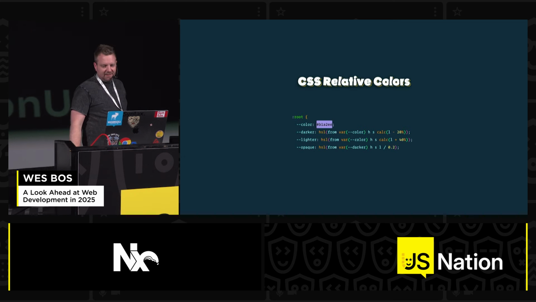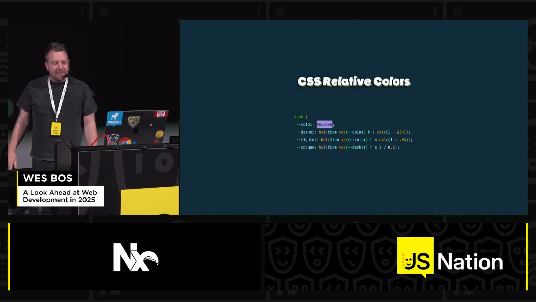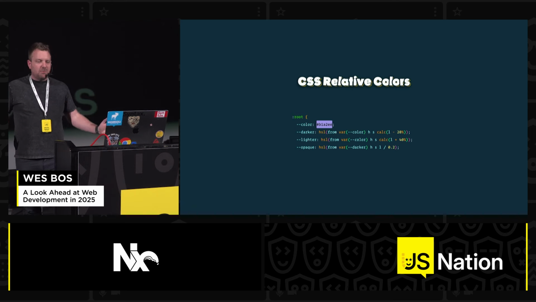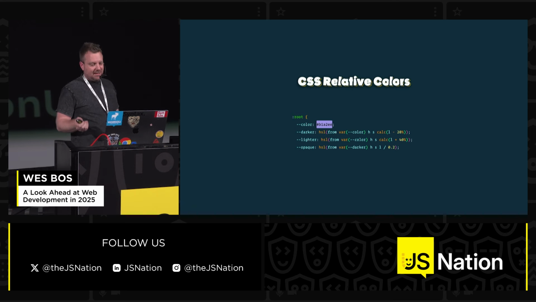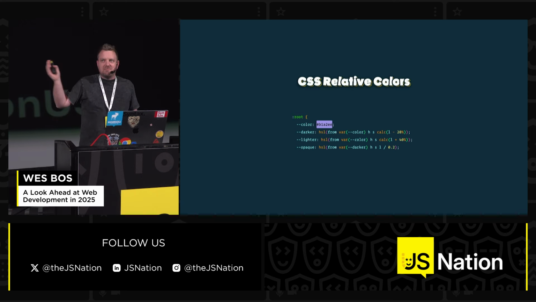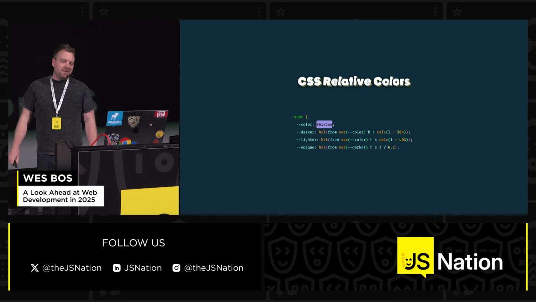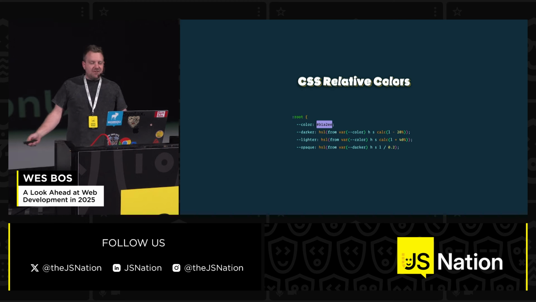CSS relative colors. This is really cool. So if you have come from Sass world, probably one of the things you're missing in CSS is the ability to just simply make something lighter or darker a little bit, right? And now you can do that in CSS.